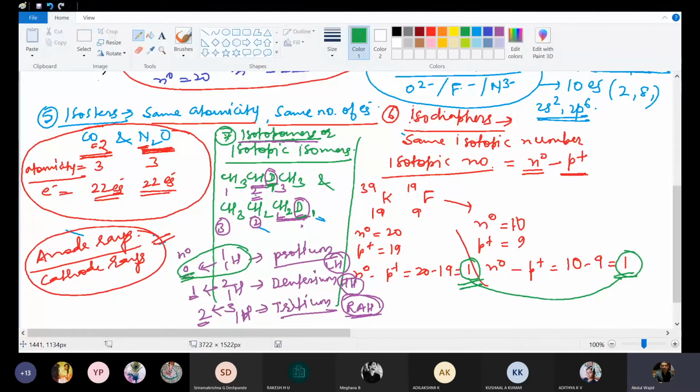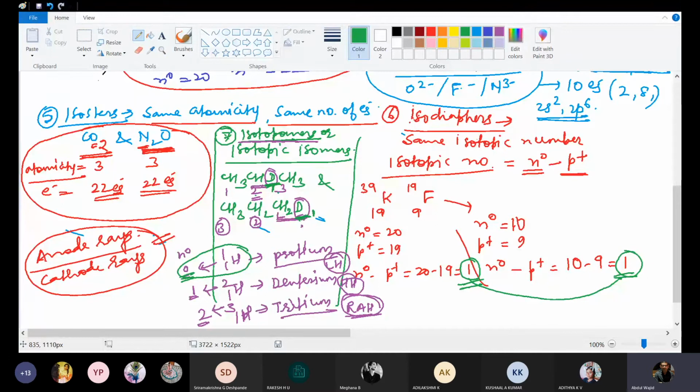How will you define isotopomers or isotopic isomers? Isotopomers are isomers having the same number of each isotopic atom, but different in their positions. Here it is on the second carbon, here it is on the terminal carbon atom. It can be constitutional or a stereoisomer. Under isomerism you will come to know whether it is constitutional or stereoisomer. So this is an example of an isotopomer or isotopic isomer.